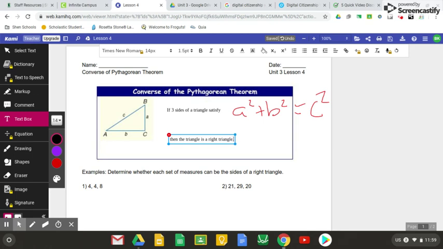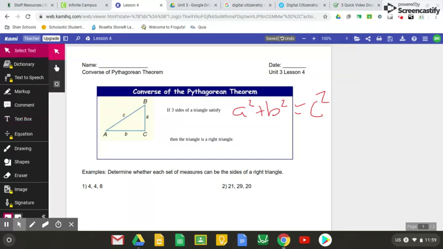So basically, you're going to get three numbers. You're going to substitute them into the Pythagorean theorem. If both sides are equal, then it is a right triangle. If they're not equal, well, it's not a right triangle. All right, so here we go. First example.